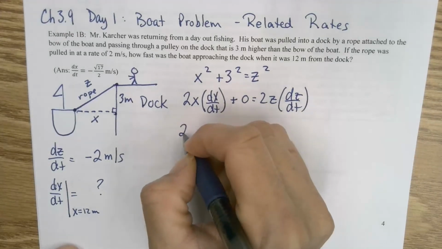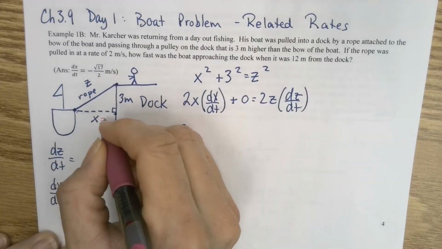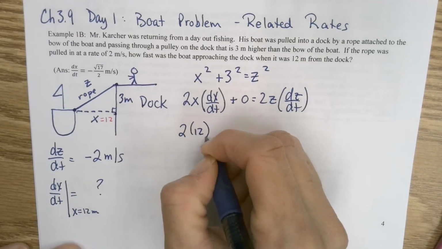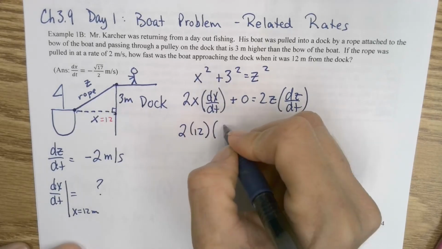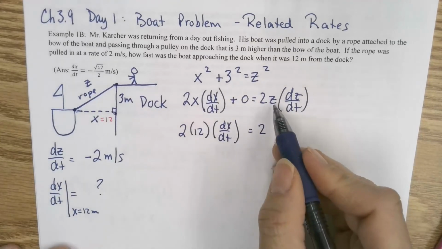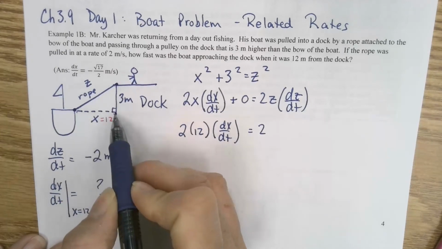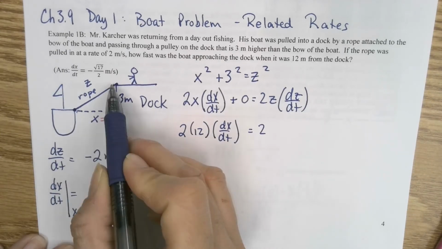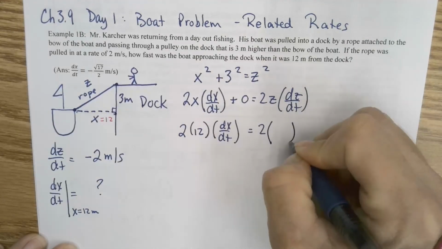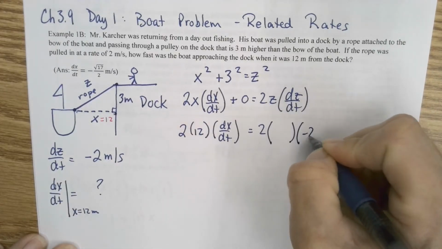We now know that there is a moment in time when x is equal to 12. So I can substitute this 12 in here. I do not know dx/dt. That's going to be a variable. On the other side, I do not know z. However, if I'm focusing on a very specific moment in time, and I know this is 12 and this is 3, I can find what z is. So I'm going to leave this blank for right now, but I'm going to come back and find what z is. And I also know that dz/dt was given to me, so that is negative 2.